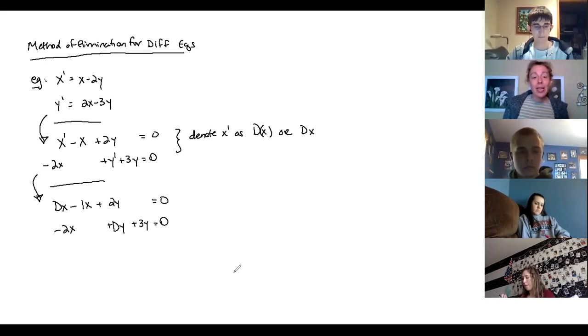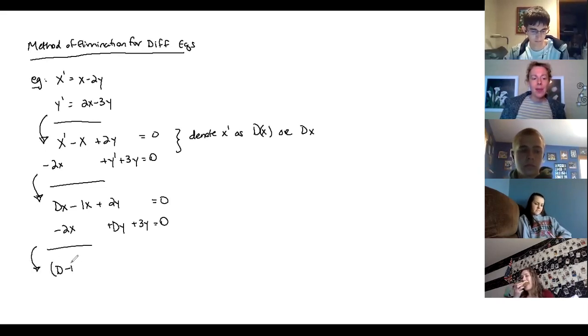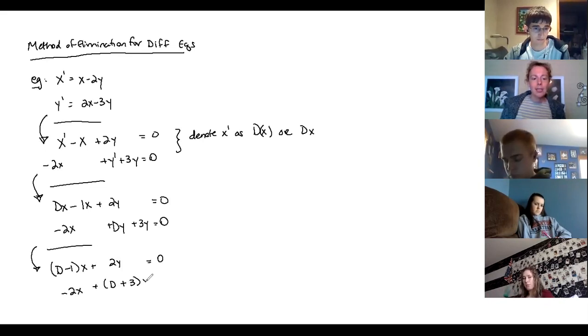And then what I can do is kind of sort of factor out an x and kind of sort of factor out a y. So I can say (D minus 1)x plus 2y equals 0. And I can say negative 2x plus (D plus 3)y equals 0. I can kind of sort of factor out the x and I can kind of sort of factor out the y.